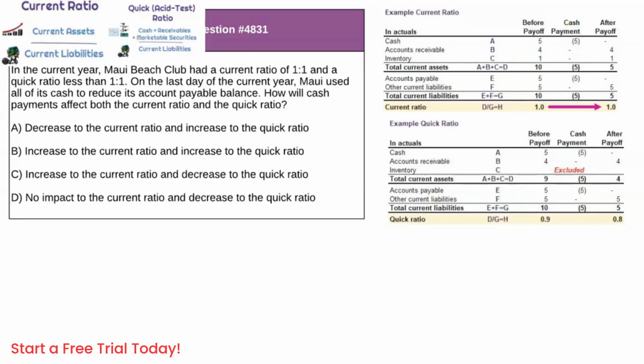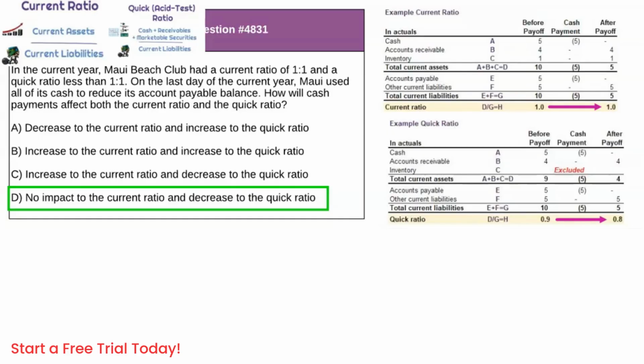All right, so doing the same thing with the cash payment, we're reducing cash by 5 and accounts payable by 5. And what we're left with is total current assets of 4 compared to total current liabilities of 5. And now you can see, right, the quick ratio is 0.8, meaning the ratio decreased. So the correct answer is no impact to the current ratio and decrease to the quick ratio.